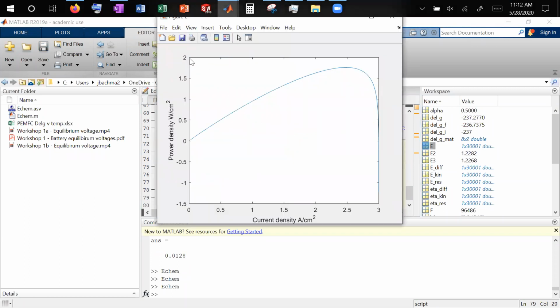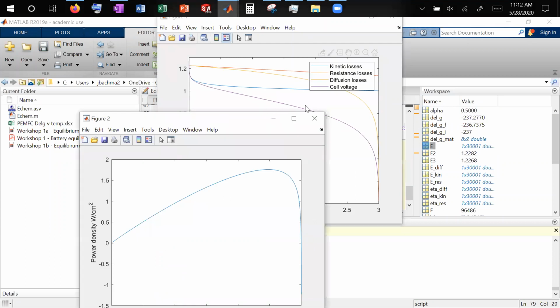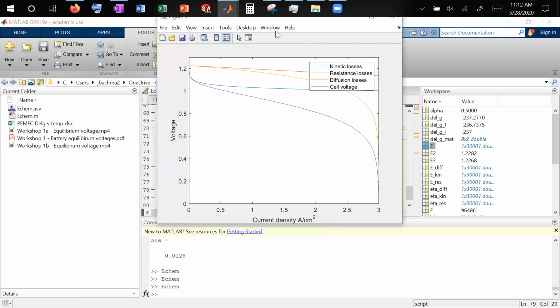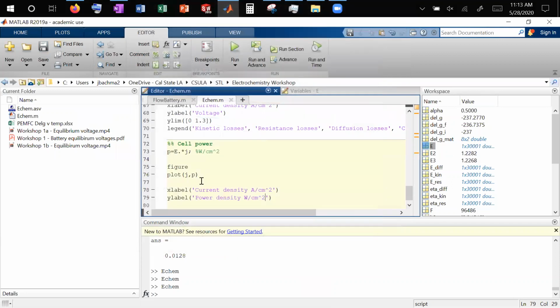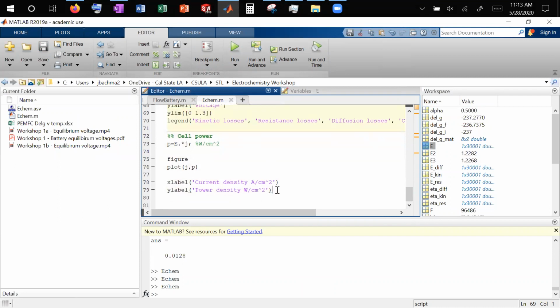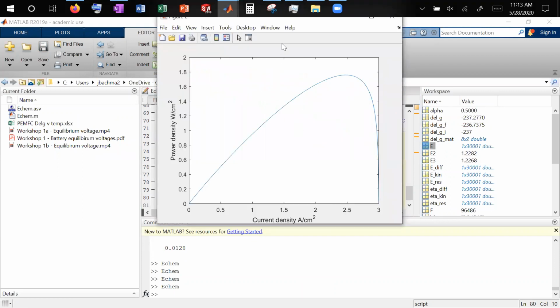That's good. So we're getting up to about 1.5 watts per centimeter squared. Not bad, pretty good. So that looks good. And the other one I want to Y lim this to, was it like 2? That looks better.